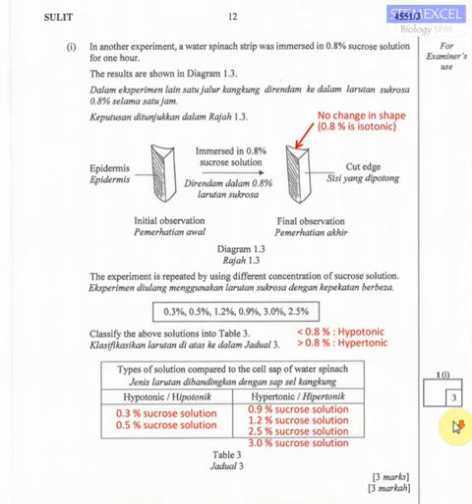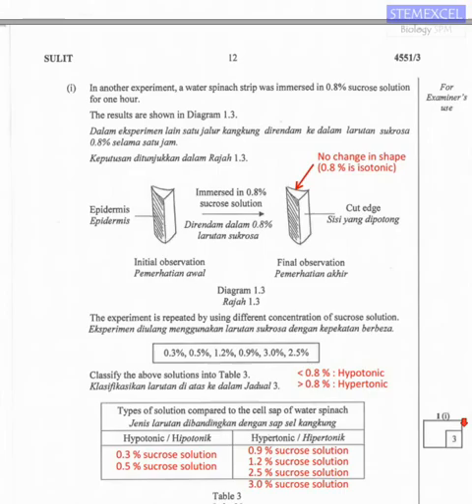And finally, the last section here for this experiment. So here it shows that in another experiment the water spinach was immersed in a 0.8 sucrose solution. After 1 hour, this is what happens. So if you see, this is the start, this is the end, no change has occurred in the shape of this water spinach. So what does it mean? It means that the solution would then be isotonic to this water spinach because there is no change in the shape. 0.8% would be the isotonic point.